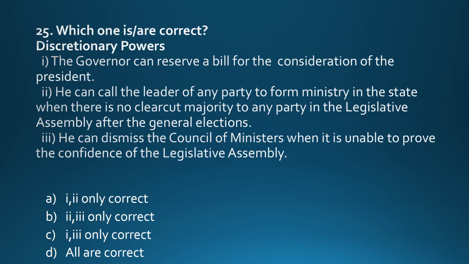Question number 25. Which one is or are correct? Discretionary powers. 1. The governor can reserve a bill for the consideration of the president. 2. He can call the leader of any party to form ministry in the state when there is no clear-cut majority to any party in the legislative assembly after the general elections. 3. He can dismiss the Council of Ministers when it is unable to prove the confidence of the Legislative Assembly.